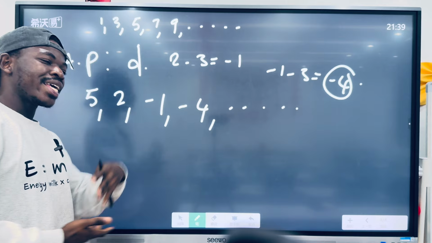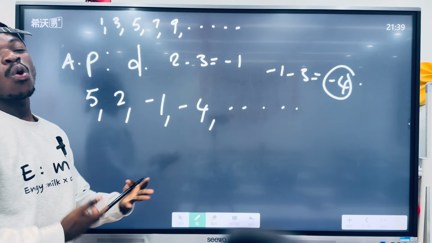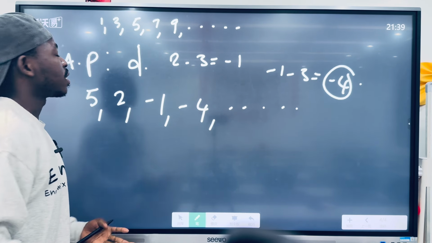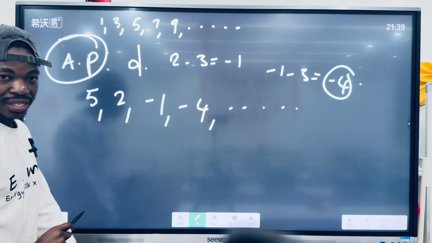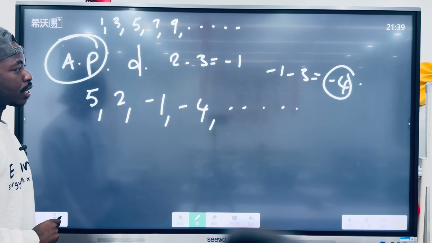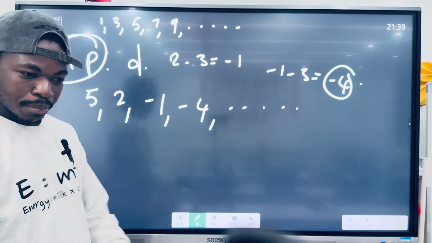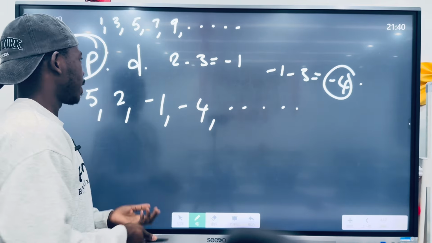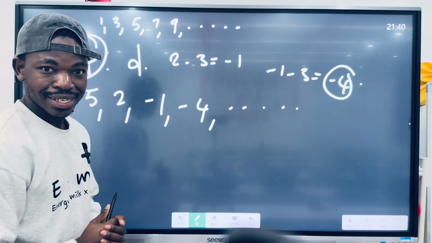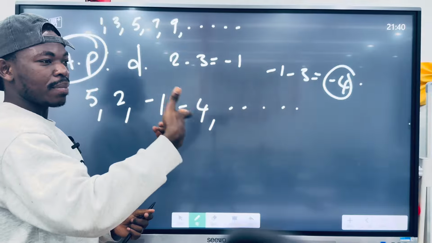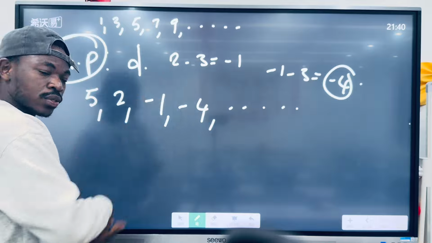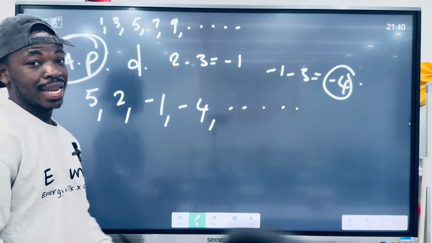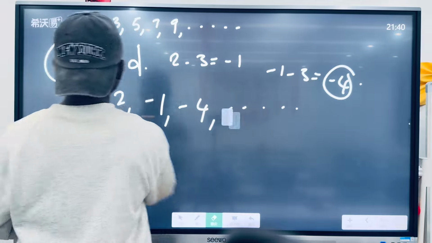So whether they are increasing by a constant amount or they are reducing by a constant amount, they all belong to what? This type of a sequence, arithmetic progression. So that amount they are reducing by or they are increasing by is called the common difference. If the numbers are increasing, then the common difference will be positive. But if they're reducing, then the common difference will be what? Negative. Okay.